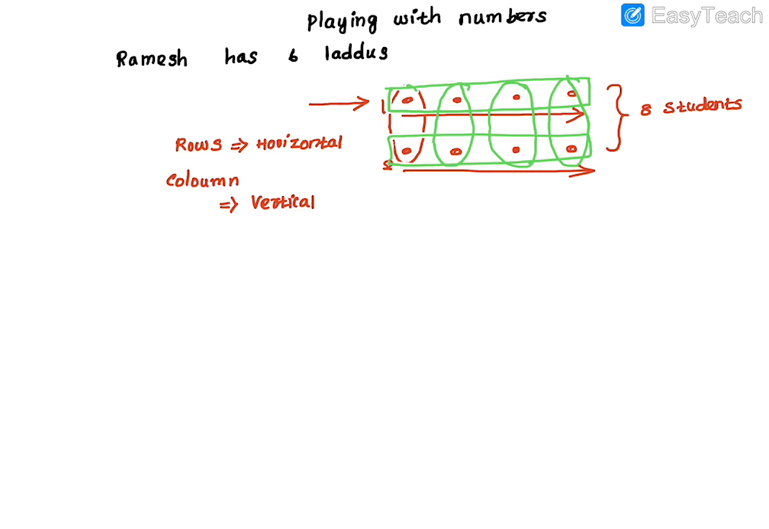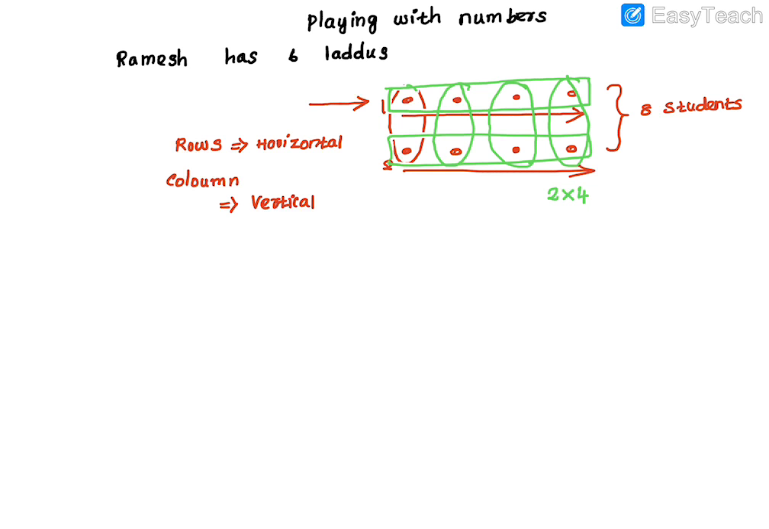The rectangular box represents rows and the oval shape represents columns. Now how many rows? 2 rows. How many columns? 1, 2, 3, 4. So this arrangement is 2 cross 4. If you go to a higher class, you will learn more about it. But for now you just have to know what is meant by row and column. Row means horizontal wise, column means vertical wise.